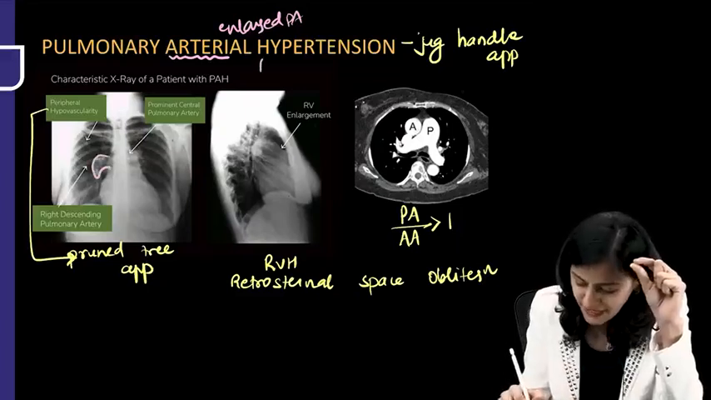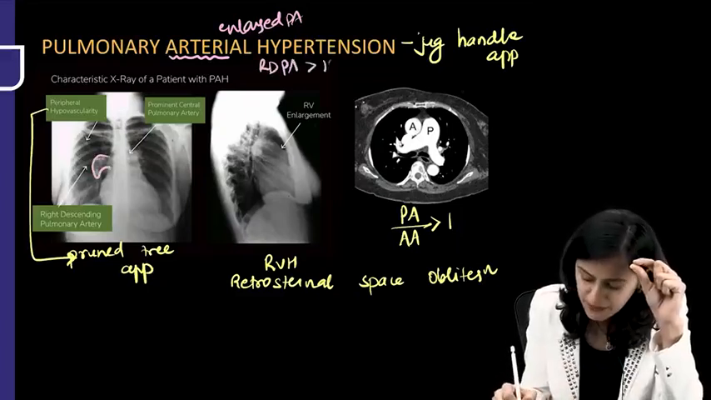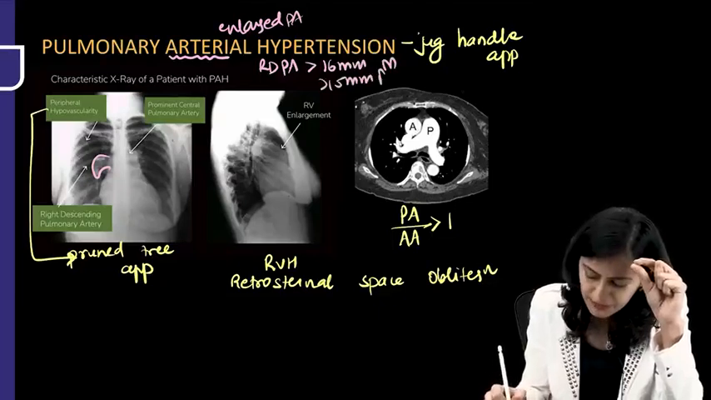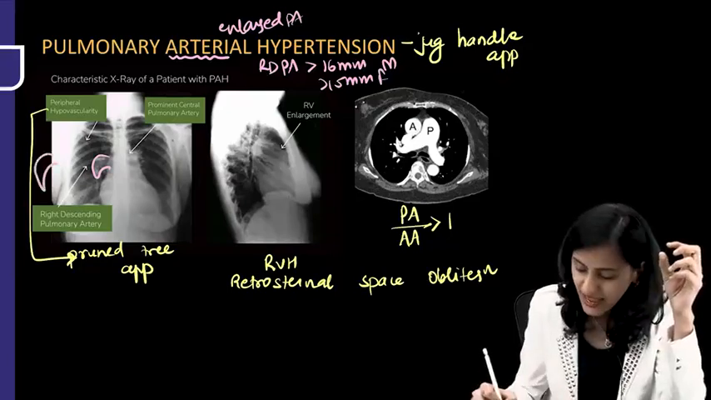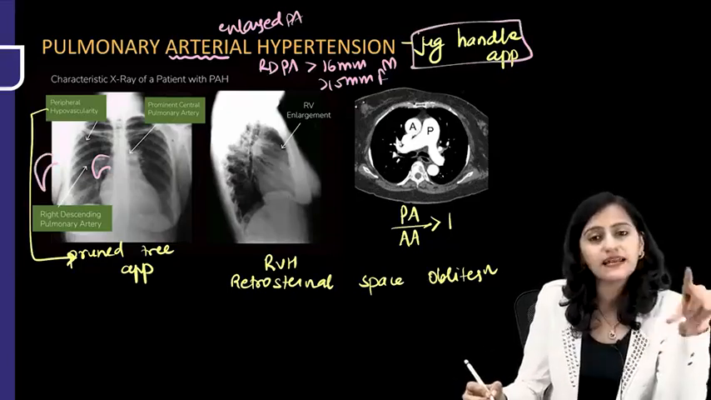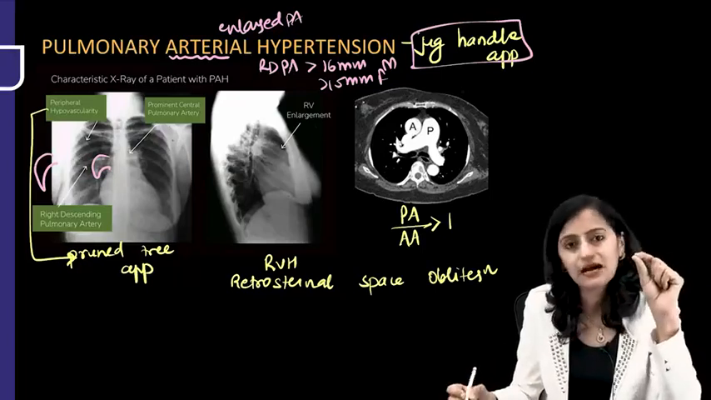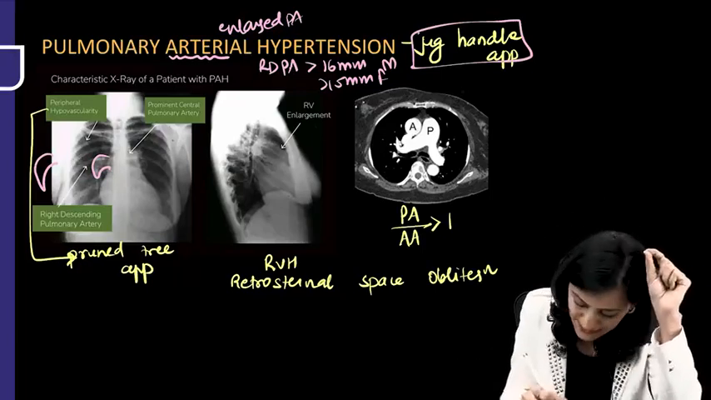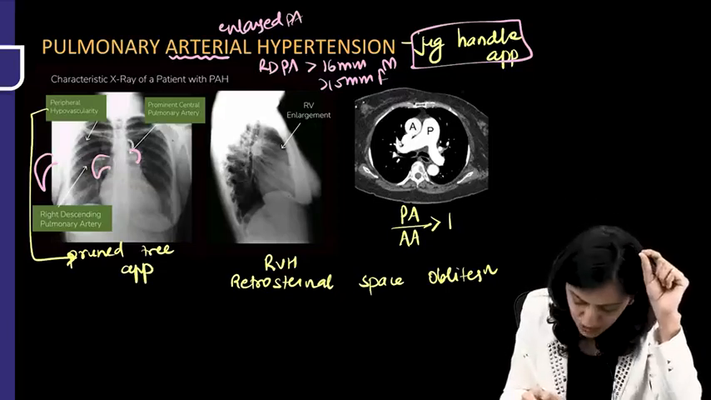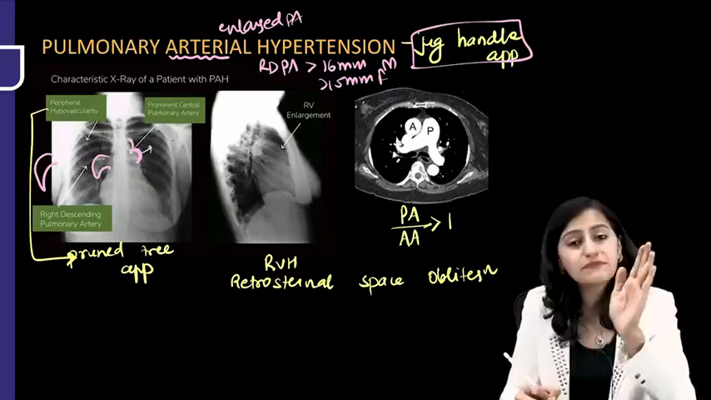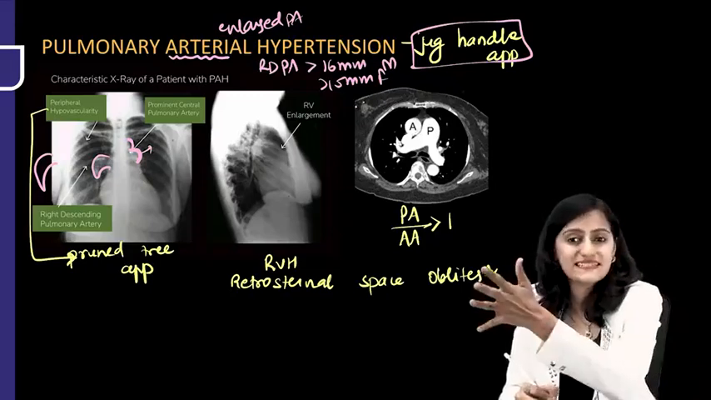How do we define that? When the right descending pulmonary artery is more than 16 mm in males and more than 15 mm in females. And this is called the jug handle appearance. The enlarged artery gives that jug handle appearance. It can be the central pulmonary artery also that can be prominent, which is seen below the aorta. Right, so the pulmonary artery gets convex, it gets dilated.